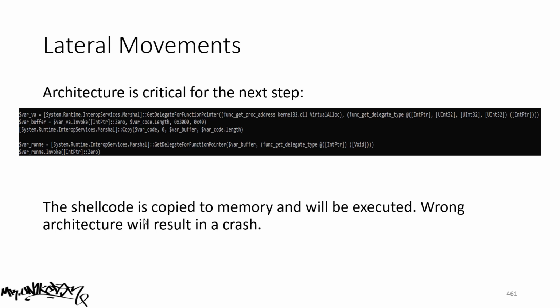And the reason why architecture is critical in that case is because you're actually going to end up running shellcode in memory, as we saw yesterday. So if you don't have the proper permission, it's going to fail miserably, because you're going to try to execute instructions in a context that does not understand them.